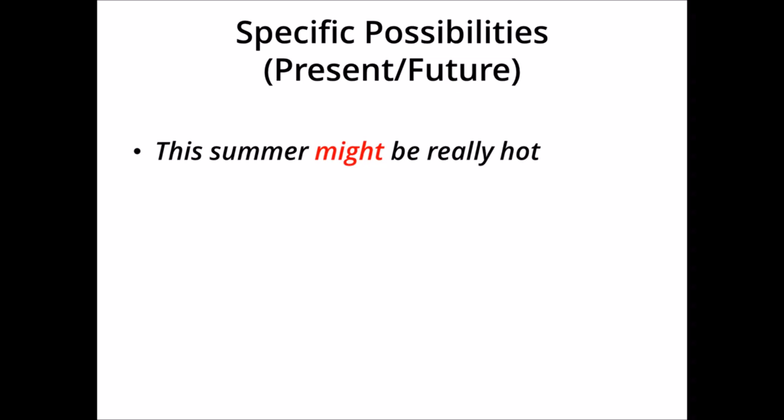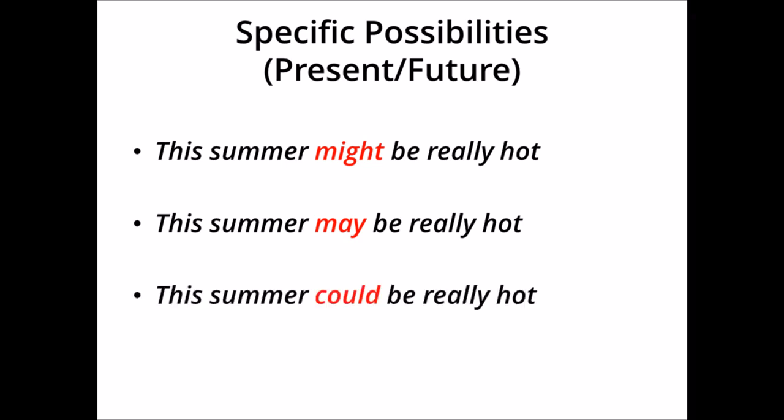In these sentences, you can use the verbs could, might, or may. So you can say, this summer might be really hot. You can say, this summer may be really hot. Or, this summer could be really hot. They're all possible, and there's no difference in meaning. Although, the verb may is used a little bit less in spoken English. The verbs might and could are a bit more common.